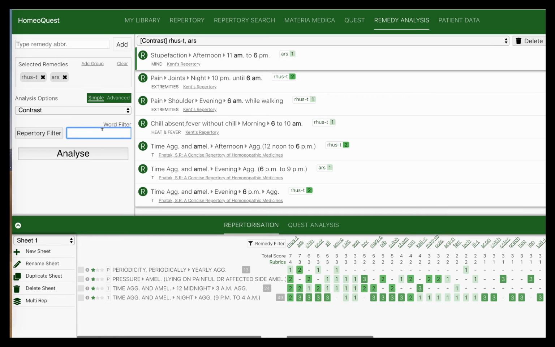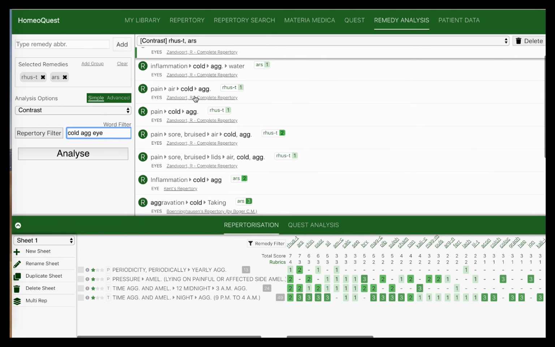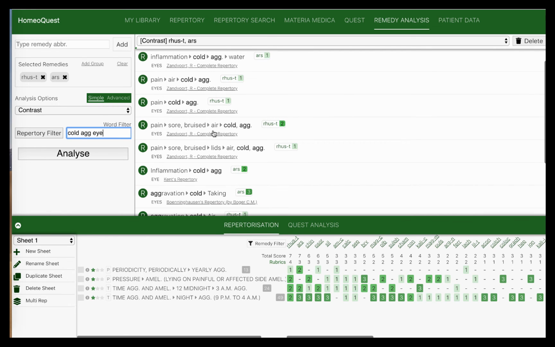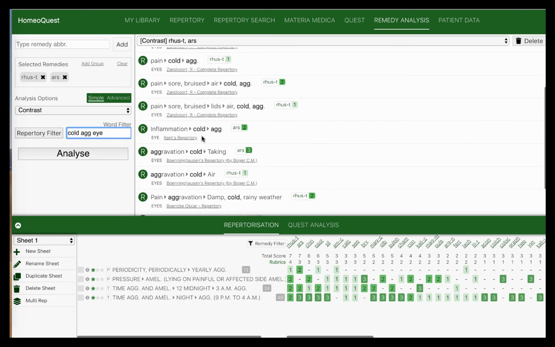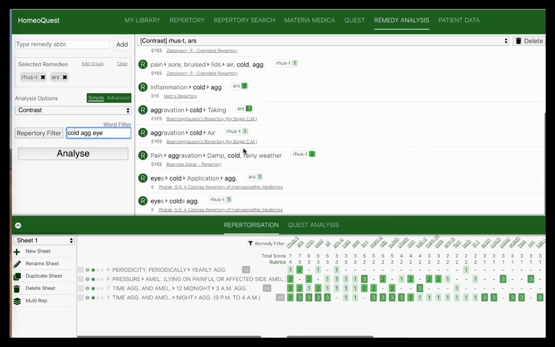It's a very specialized rubric, but I want to see the cold aggravation because that is important, because she gets it every year during the cooler months, which is October to December. And you take cold aggravation of the eye, you see Rhus tox comes up in the majority of the rubrics with cold aggravation. Pain, air, cold aggravates. Pain, just cold aggravates. Sore, bruised, air, cold aggravates, and so on. So yes, Arsenicum comes up in some of the rubrics, but it's mostly Rhus tox that's dominating the grid here.